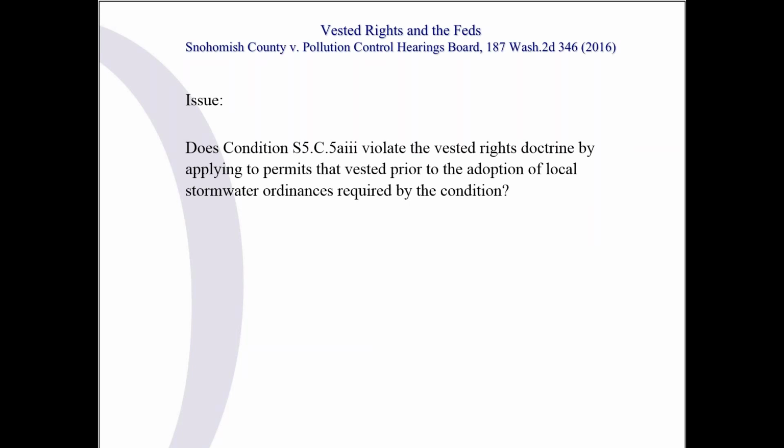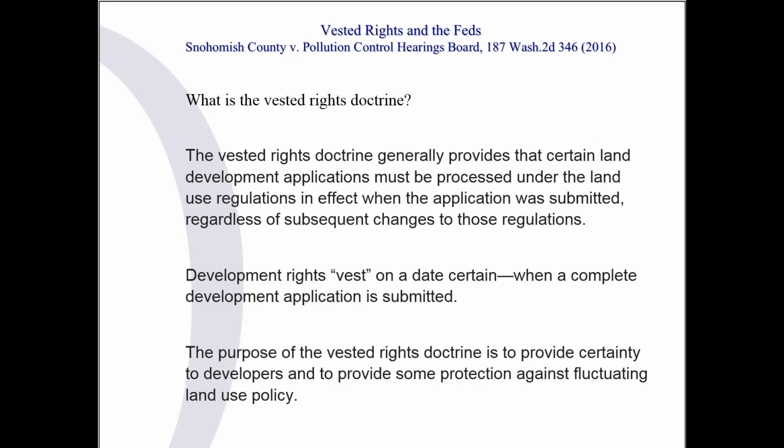So the issue is, does that condition that sets up this vesting scheme violate the vested rights doctrine that was put together by our courts and later adopted by our legislature? And let's take another step back. What's the vested rights doctrine? Talked about this several times. I think most of you know what it is already. It generally provides that once you've submitted a complete development permit application, you can't change the rules on that application anymore, that amendments to land use and zoning laws and development standards after the filing of that vested permit application cannot be applied to that.